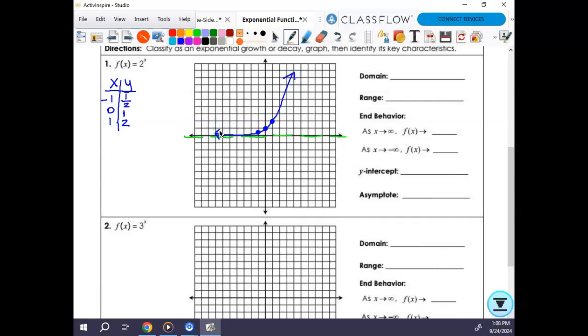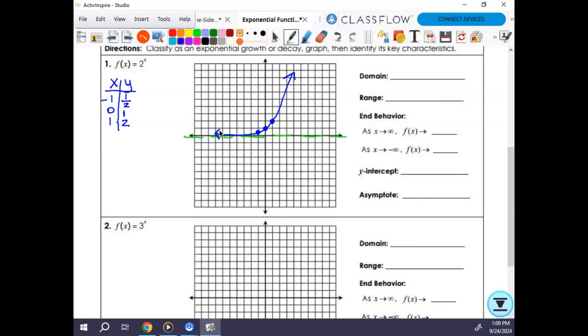Now, on the TSIA, on the SAT, you're not going to have to graph these. They're not going to give you a grid and have you make this perfect graph. But understanding what's happening here can help you reason through the rest of the stuff, okay? So let's talk domain and range and end behavior.